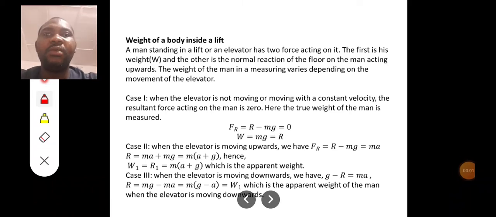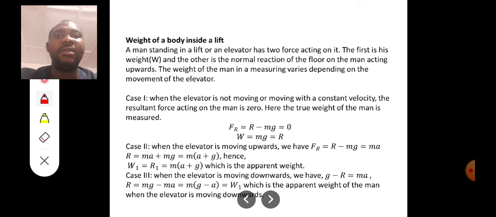Look at the weight of a body inside a lift. A man standing in a lift or an elevator has two forces acting on it. The first is his weight, and the other is the normal reaction of the floor on the man, acting upwards.